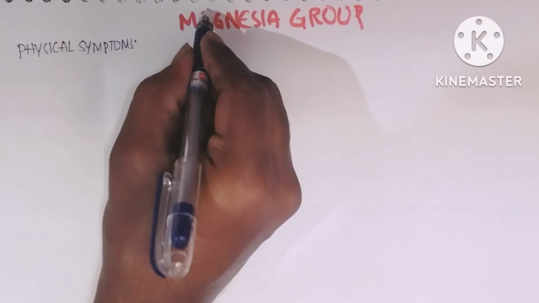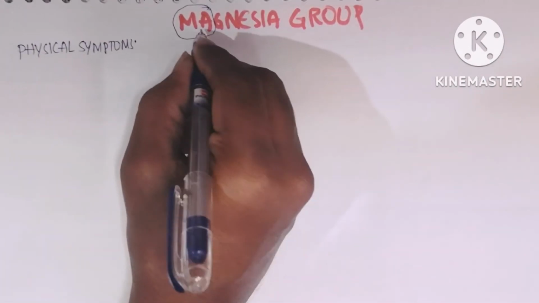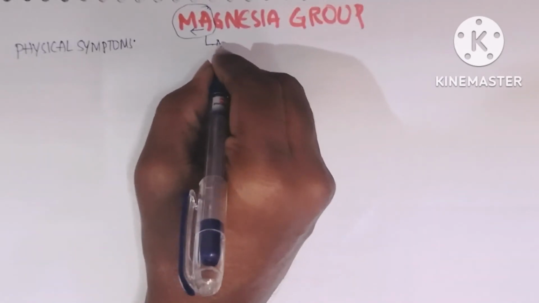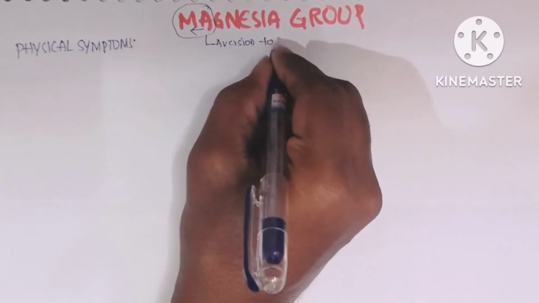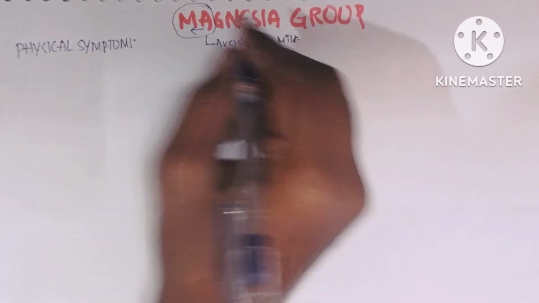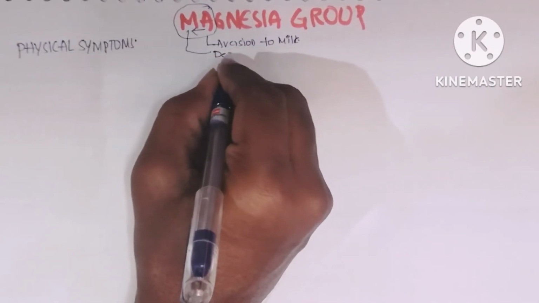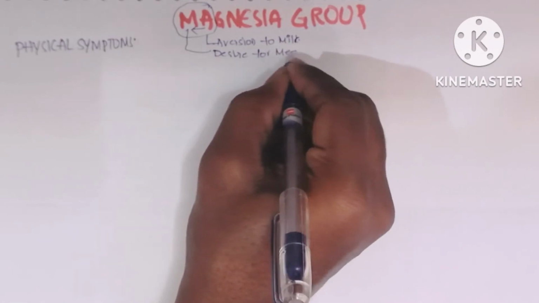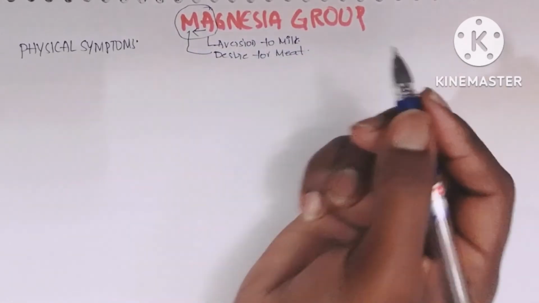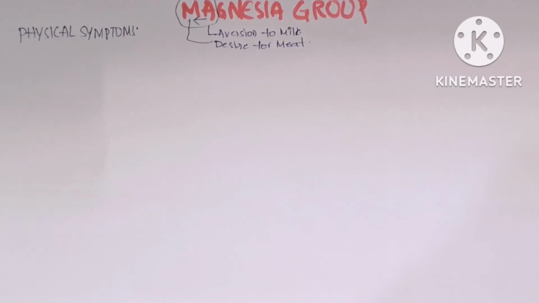The magnesium group physical symptoms are a little bit funny, but we can remember: A for aversion to milk, and M for desire for meat is a characteristic feature of the magnesium group. Aversion to milk, desire for meat.